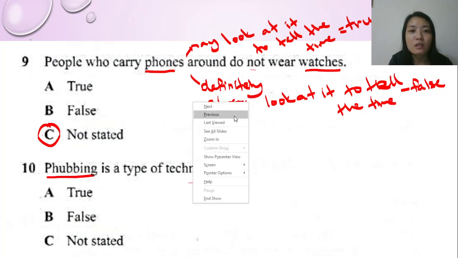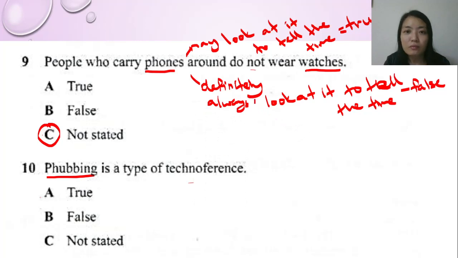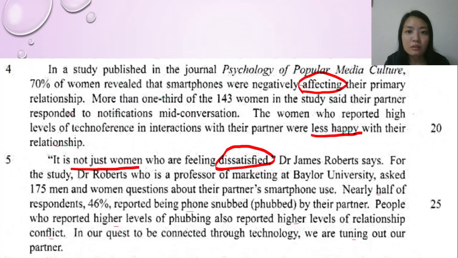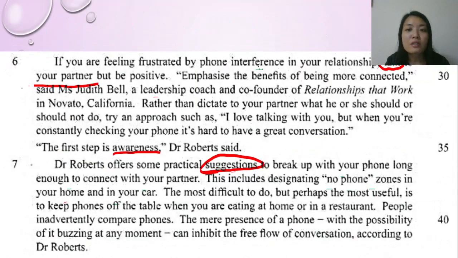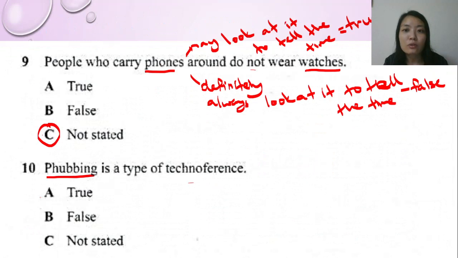Because it says here, they tell the weather, they tell the time of the day, they tell the steps that they have taken, so they love it because the phone has all these reasons. But the text doesn't say people look at it all the time. So it is a false statement because it is not always or definite. But if the question says may look at it, then maybe you can choose true. So remember, keywords actually may trap us.